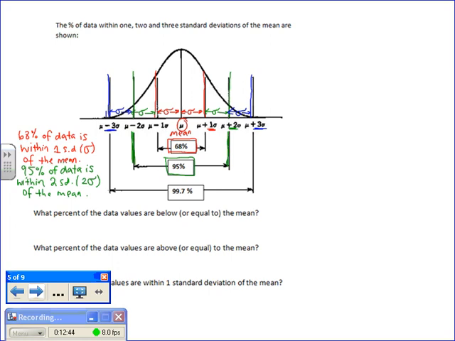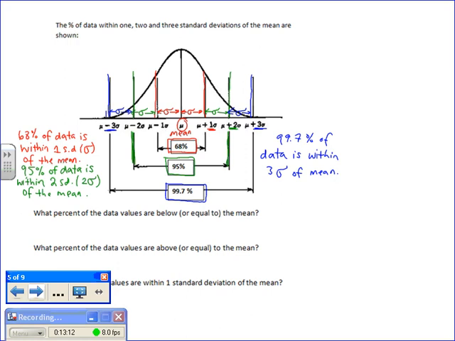And if I go out that many standard deviations, that's almost all of my data. That's almost 100% of my data. So 99.7% of my data, I'll just write this one over here. 99.7% of the data is within 3 standard deviations of the mean.